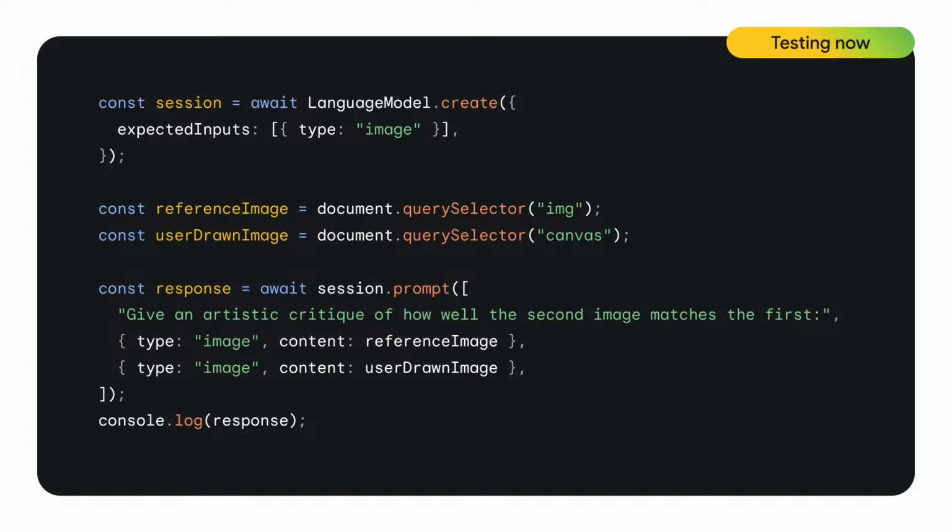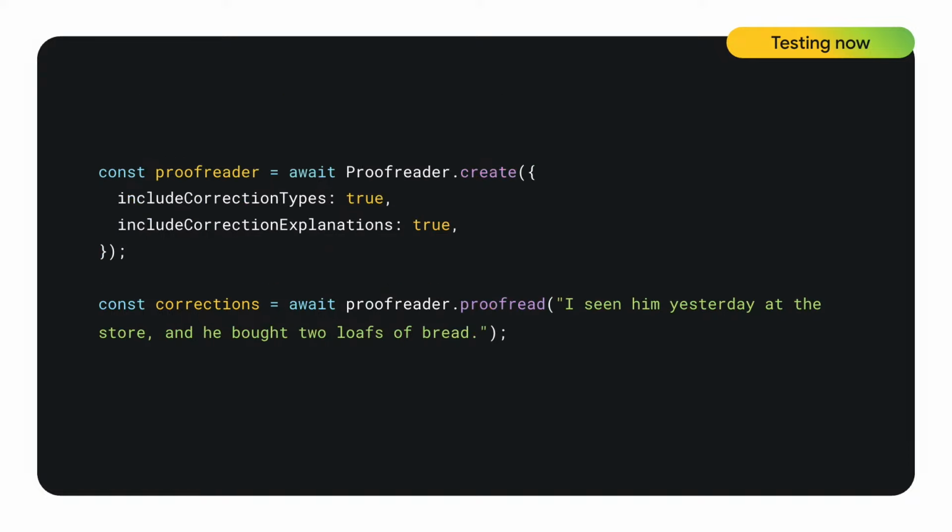Now, I believe that the prompt API with multimodal input will open up a brand new world of experimentation inside the browser. But we still hear that you want very targeted use cases. And so I want to show you two more APIs that are going to help with composing and writing inside the browser. So first up is the Proofreader API.